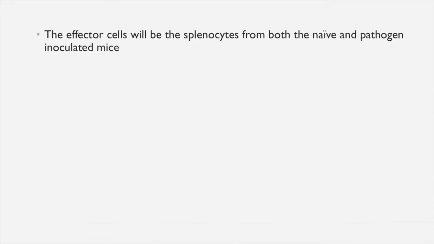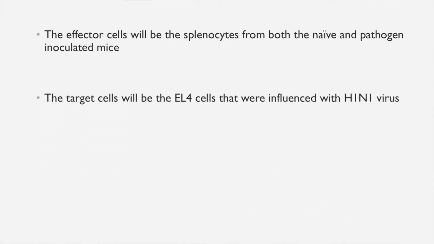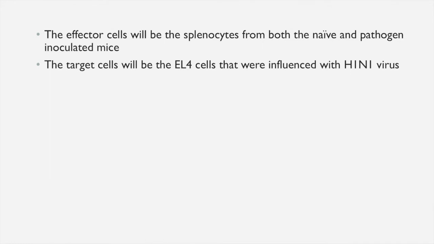During lab, we use the splenocytes from both the naive and pathogen-inoculated mice. These will be known as the effector cells. The target cells will be the EL4 cells that were infected with H1N1 influenza virus. Both the target and effector cells will be mixed together in this experiment. The recognition of the MHC peptides on the target cells, which are the EL4 cells, by the effector cells, the CTLs, will lead to apoptosis of the target cells.